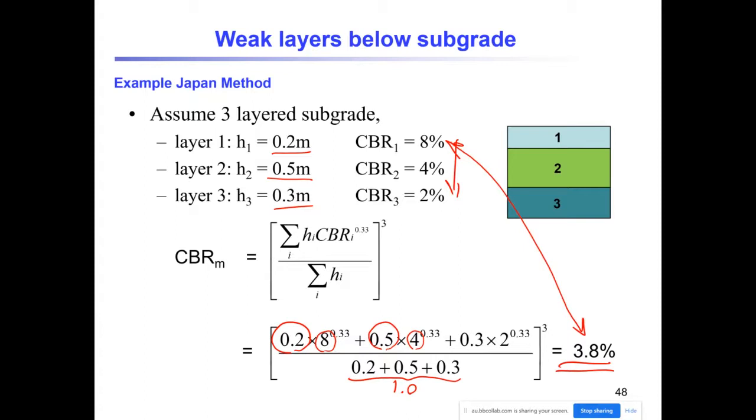And as you can see, this is much less than the CBR at the surface. So if you consider the CBR at the surface, that can cause failure in the pavement structure, because the effective value or the design CBR is much less than that because of the presence of weak layers.